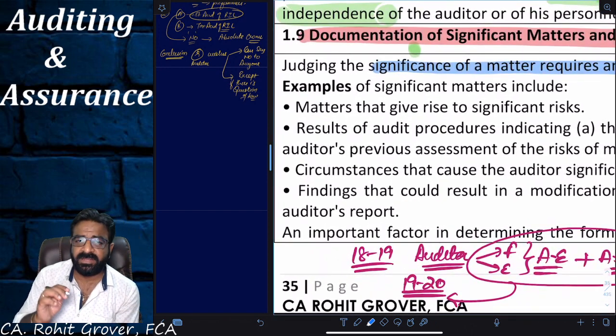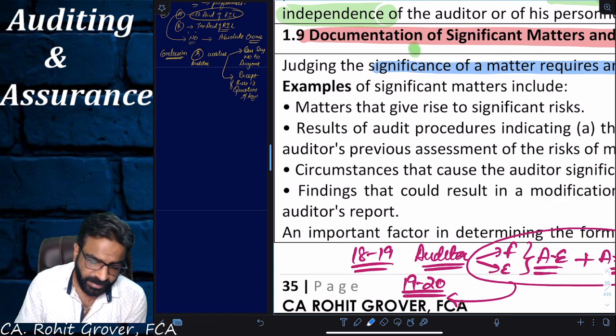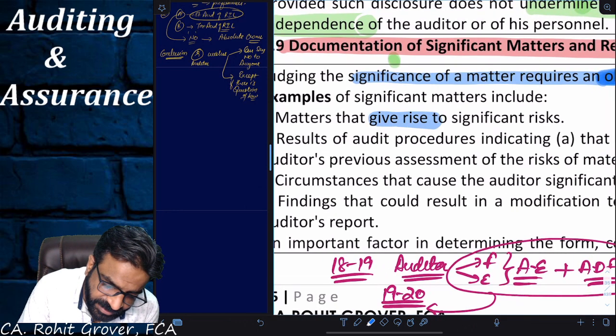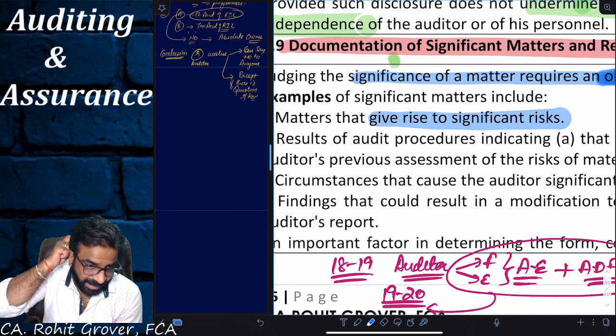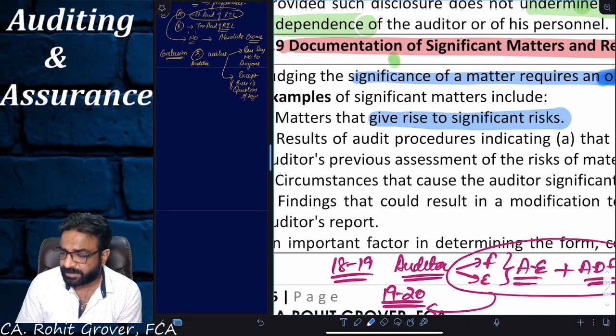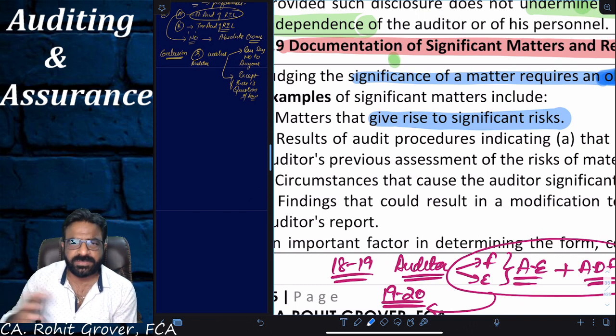Now, next thing, examples of significant matters. They are telling you what kind of significant matters you should make the documentation of. Matters that gave rise to which risk, everyone? Significant risk. I will ask you a very simple question. Do you know Amul Industries? Amul Industry is a dairy product company. Am I correct or not? Butter, milk, so many things come.